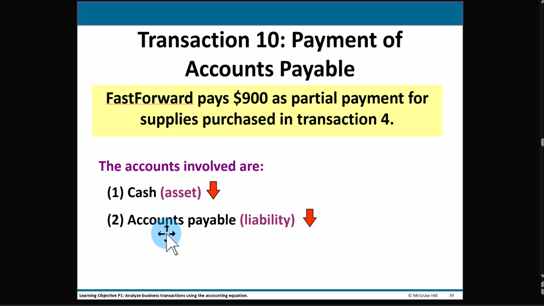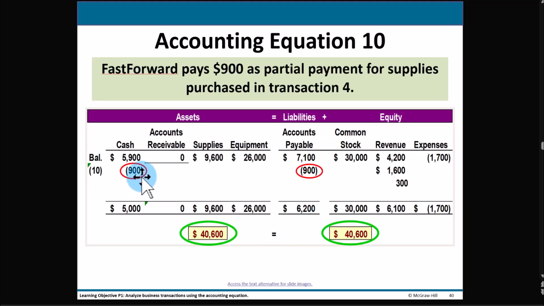Here you owe less money now, less liability, so we got to reduce the liability. Reduce the cash, no change to supplies. That $900 of supplies is already built into this balance here from a previous transaction. Here we're going to reduce the amount of accounts payable we owe, reducing liabilities. So in these transactions, both the left and the right side went down by $900.